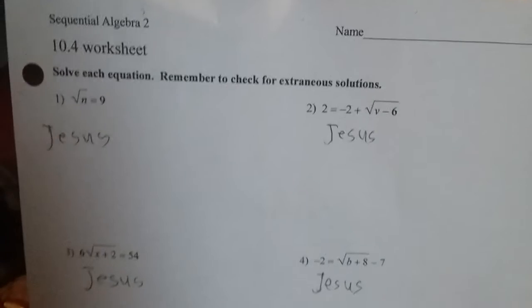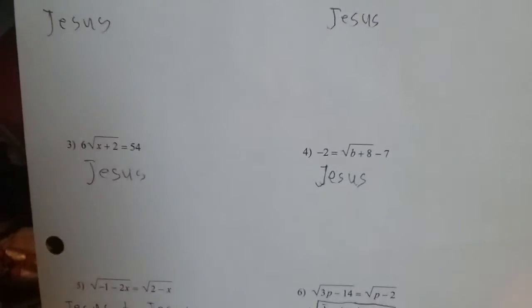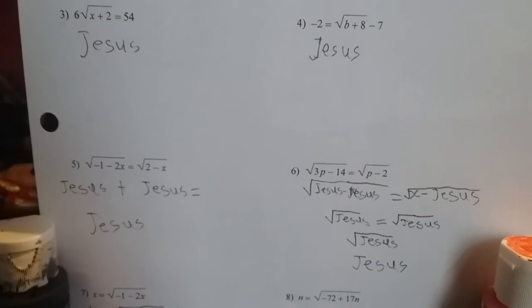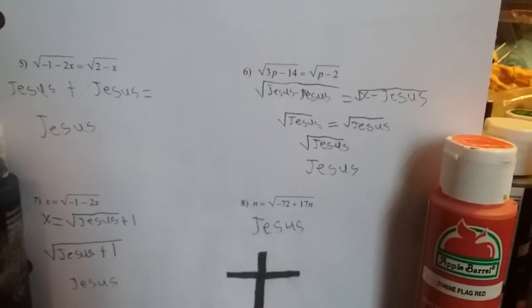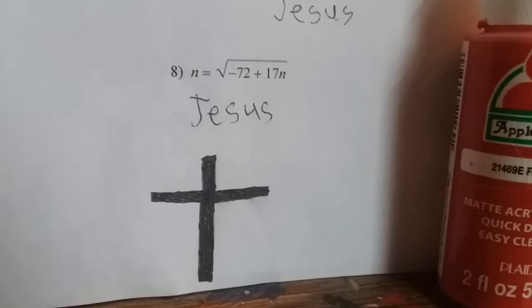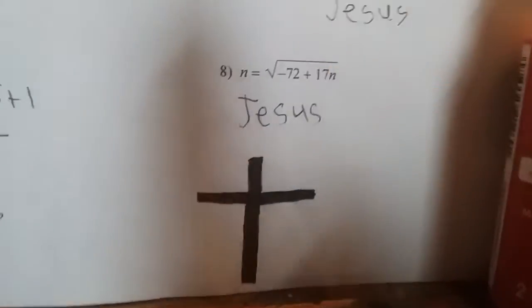Alright, so I was able to stand up the paper, and this is pretty much all the work. So 1 is Jesus, 2 is Jesus, 3 is Jesus, 4 is Jesus, 5 is Jesus plus Jesus, which equals Jesus, 6 is the square root of Jesus, which should equal Jesus, 7 is Jesus, and 8, I had a difficult time with 8, but I figured out that 8 is Jesus.